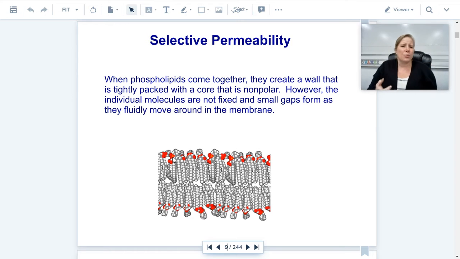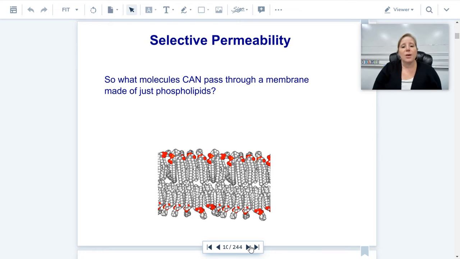And that is a key component of the lipid bilayer, that it has a fluidness to it. So there are some small gaps and some tiny things can move through there, but they do want to stick together pretty closely and they can move past each other. So what can pass through just the phospholipid bilayer? What do you think? Polar, nonpolar, small, large?